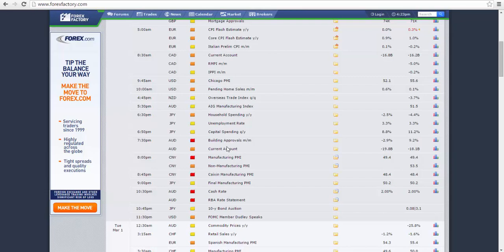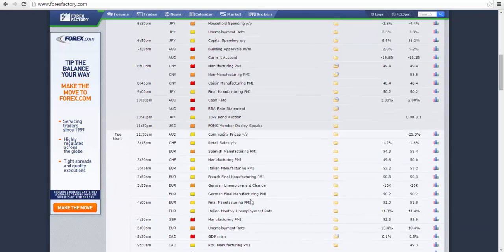We also have the interest rate for Australian dollar and statement from the RBA. So if the statement is dovish, if they start talking about a weaker economy or the overall global economy being weaker and that leading to pressure on the Australian economy, all of that could lead to a drop in the Australian dollar. So pay attention to that.